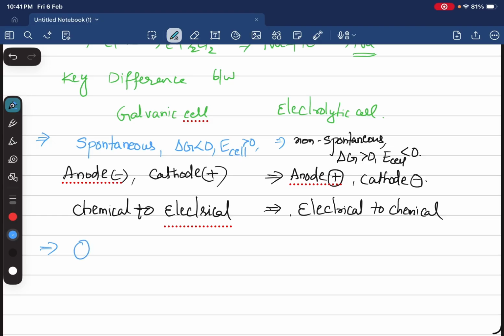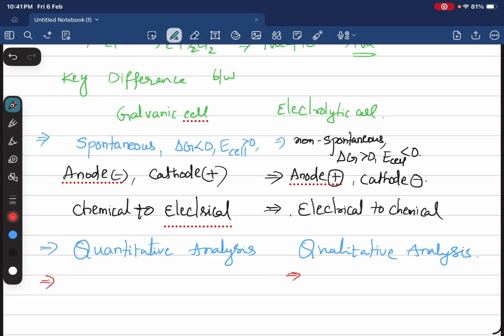The first one is quantitative analysis and the other one is qualitative analysis. So what is qualitative analysis first? Suppose you take molten NaCl, it contains only Na plus and Cl minus ions. So Na will go to the cathode and deposit over that, Cl minus will go to the anode and liberate over that. That's very simple.